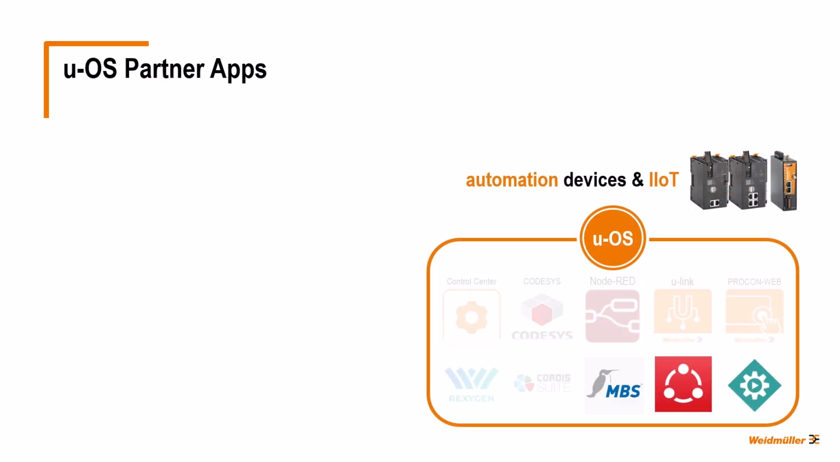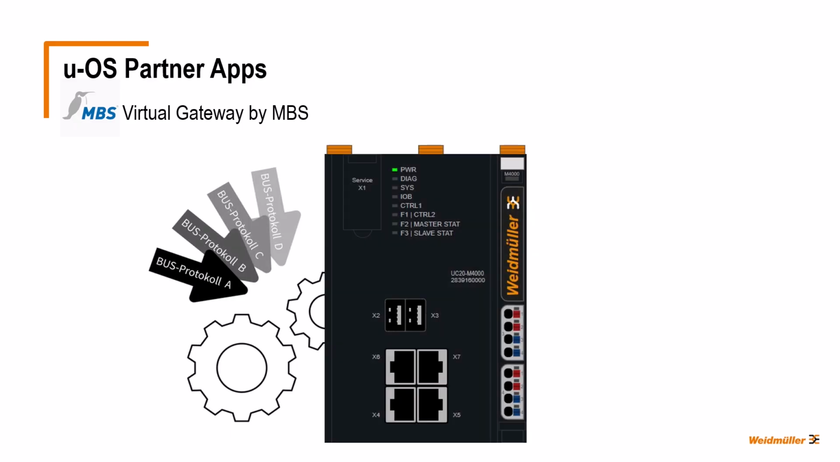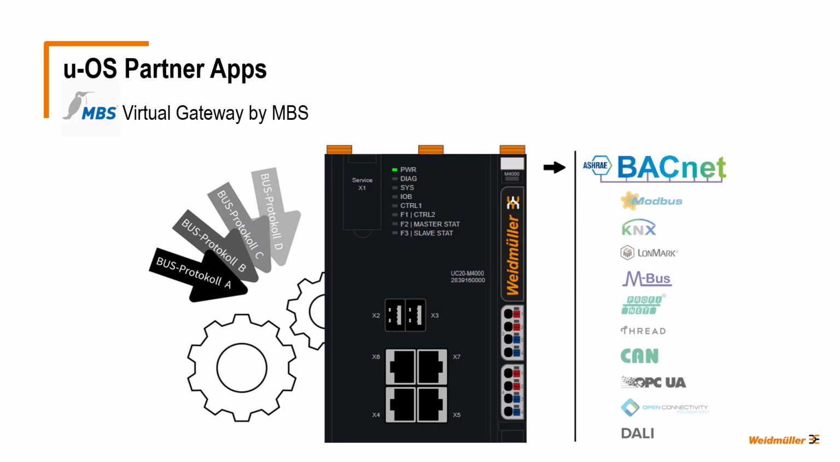For a comprehensive data communication despite different protocols, Weidmüller offers the MBS Virtual Gateway as a partner app under UOS. This enables a UOS device to act as a gateway and thus convert different bus protocols in your system environment to other common protocols. The first step is the implementation of BACnet, a quasi-standard in building automation. Other protocols are planned and will follow soon.